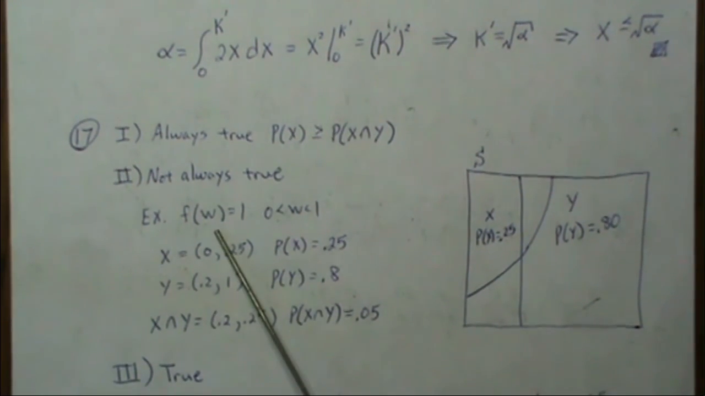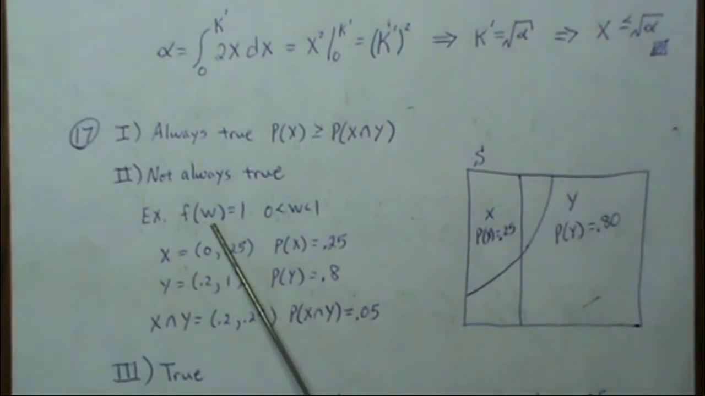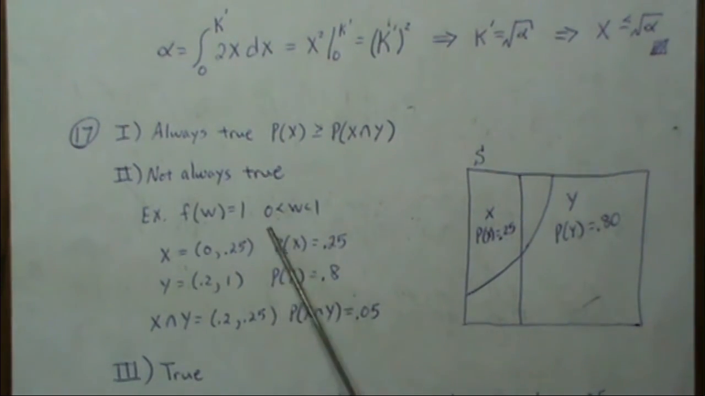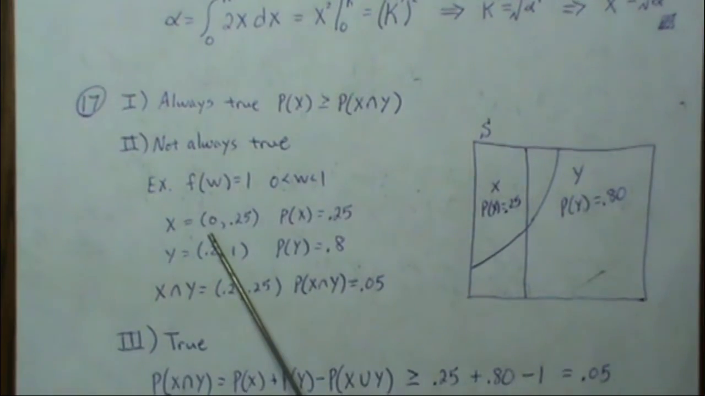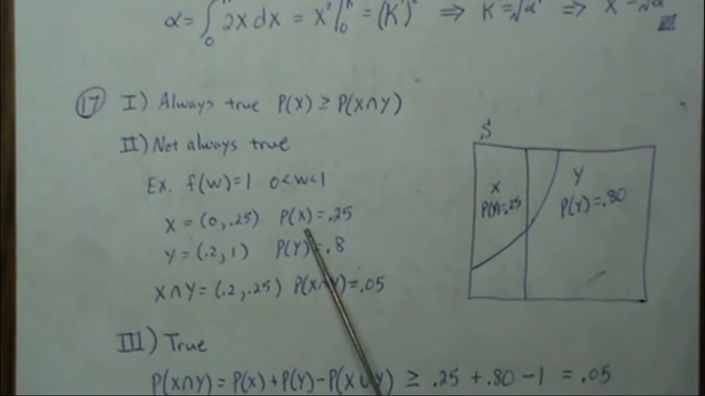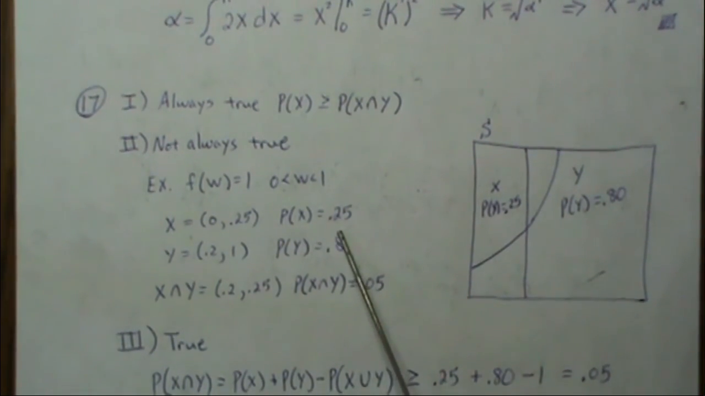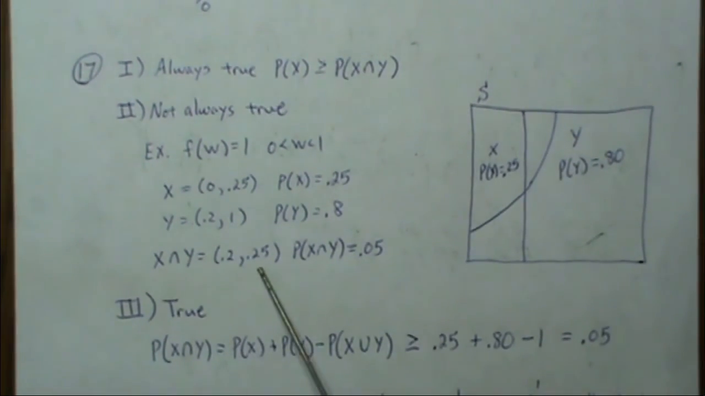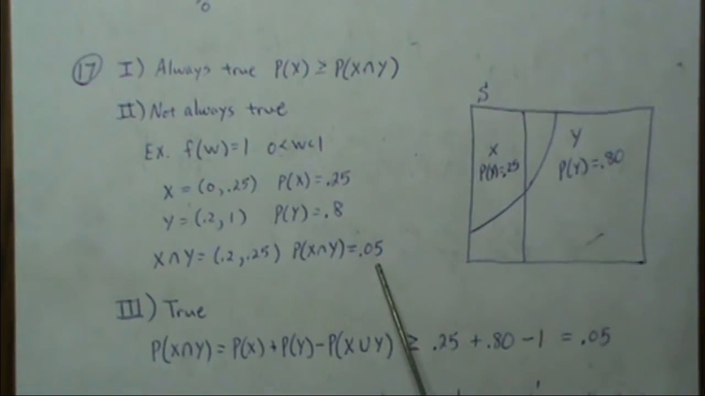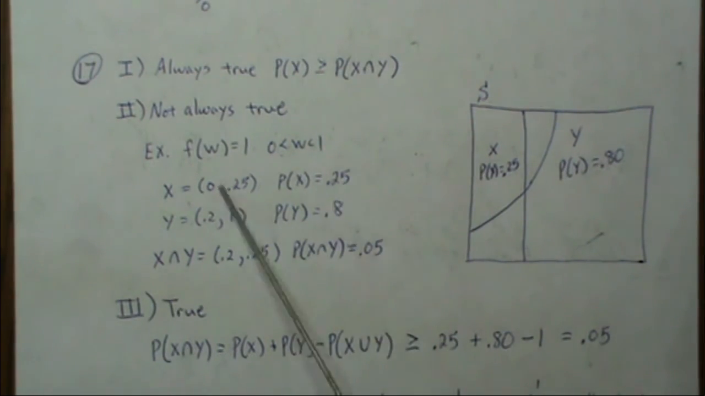Here's an example. If we let a random variable w be uniform on 0 to 1, we let x be from 0 to 0.25, so the probability of x is 0.25. Y is from 0.2 to 1, so the probability of y is 0.8, but the intersection is 0.2 to 0.25, and that probability is 0.05. So this is not always true.